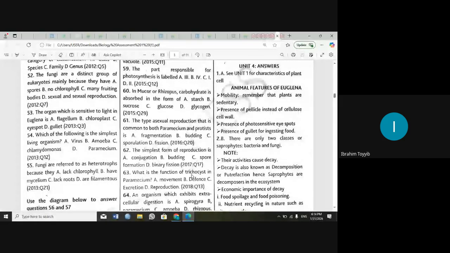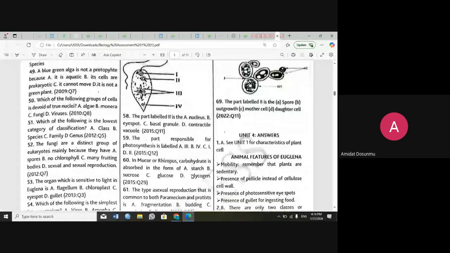The part labeled 2. This is the diagram of a yeast cell. So the part labeled 2 is what? Look at this big parent. Look at this thing growing on its body. Is it a spore? Is it an outgrowth? Is it a mother cell or daughter cell? Outgrowth. That outgrowth is referred to as a bud. And this is yeast. Yeast reproduces through budding.